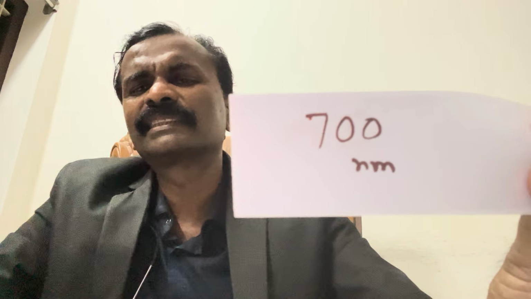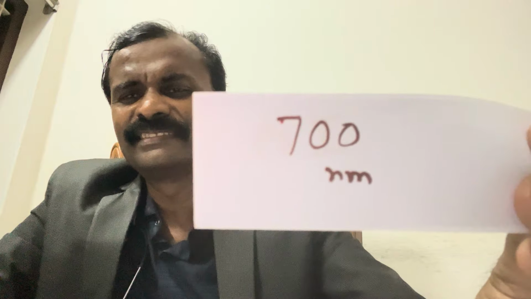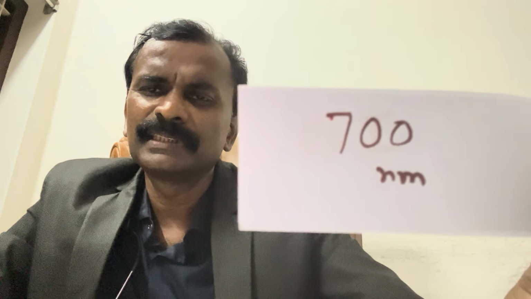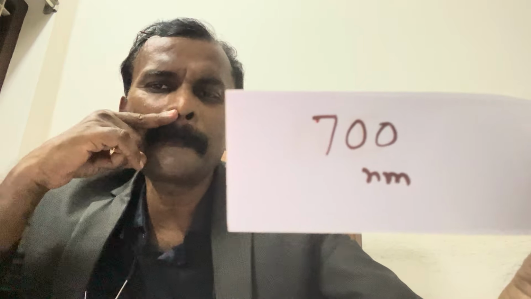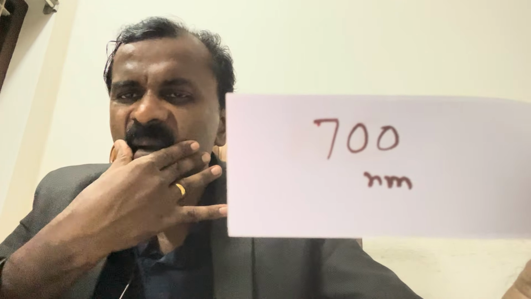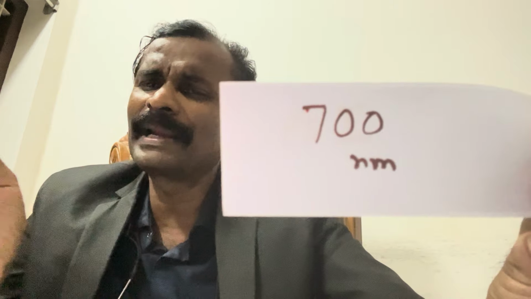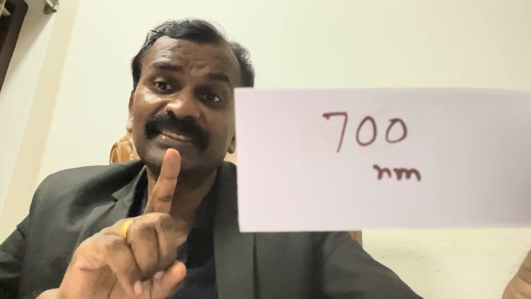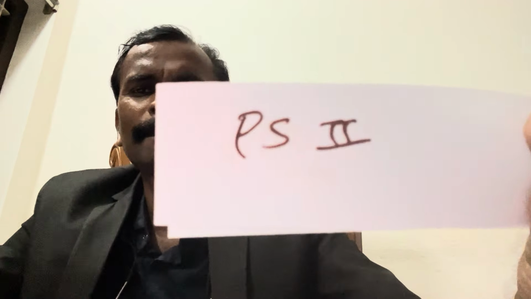Any idea about this 700 nanometer in your biology textbook? Any clue? Standard match the following. Do you know why you are not able to recall? Because you didn't practice recall. You are practicing only revision. This is the way you should recall. See, you are seeing with your eyes. 700 nanometer. What is the question? PS1. Remember now? I think now you remember PS1. 700. Very good.